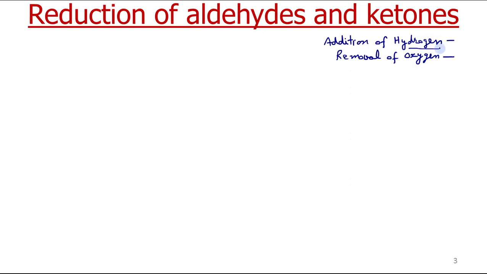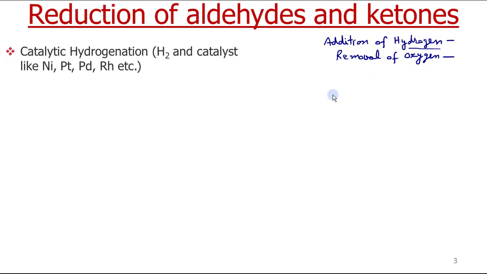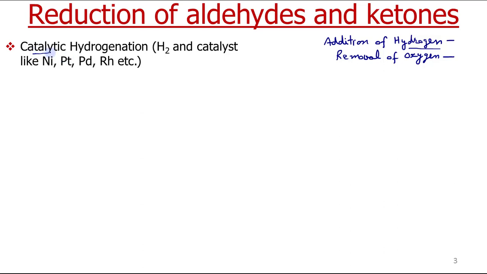So reduction of aldehydes and ketones can be achieved by many methods. The first method is catalytic hydrogenation, in which we use hydrogen gas and a solid catalyst like nickel, platinum, palladium, rhodium, etc. These are transition metals which can act as a catalyst in this process. So we can generally write the process as any carbonyl compound plus hydrogen in the presence of some metal like nickel or any other metal.